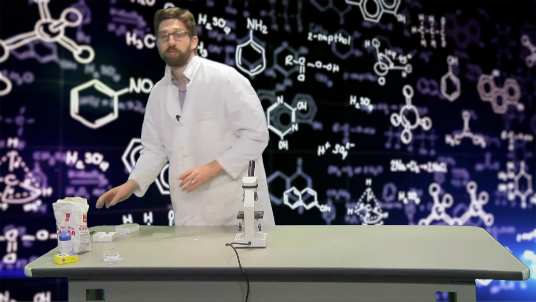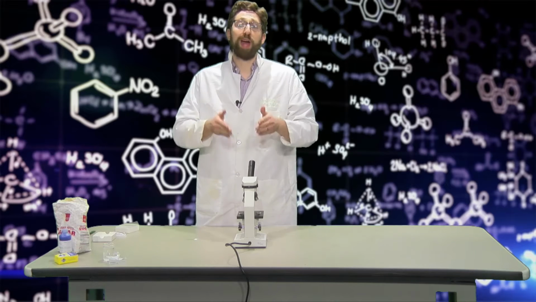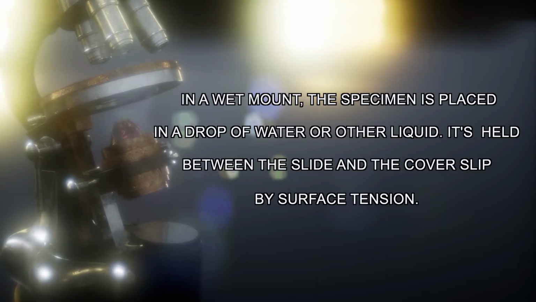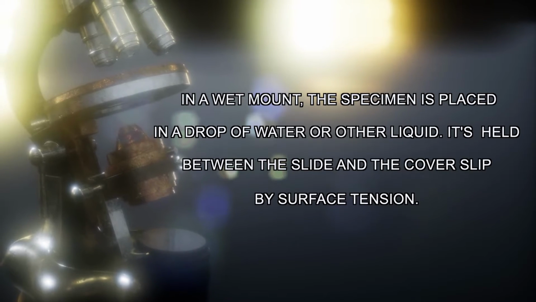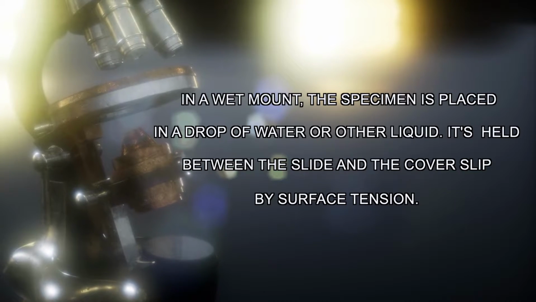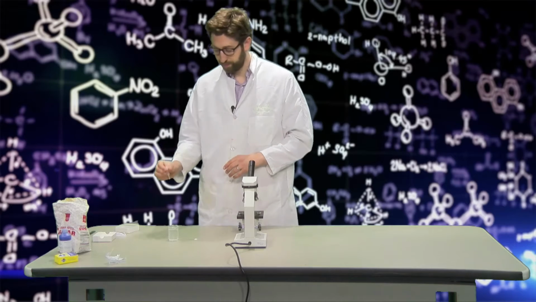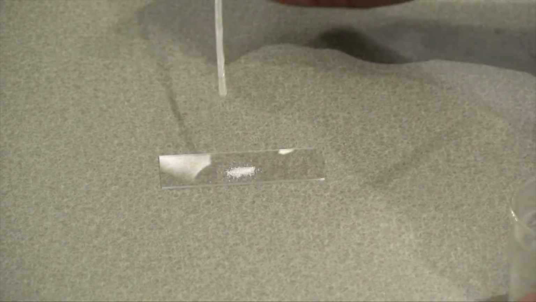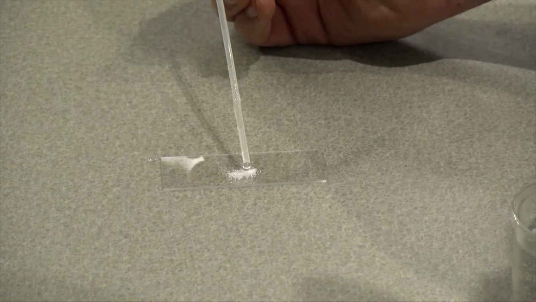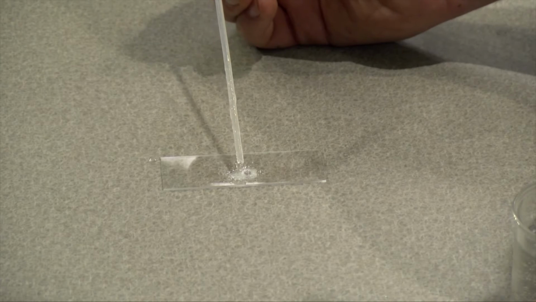Now, you're about to make a special kind of slide called a wet mount slide. Wet mount slides need liquid to make it easier to see our sample. In the case of sugar, this is pretty easy. All I'm going to do is take a dropper, take just a couple drops of water, put it on top of my sugar, and that will make it easier to see.